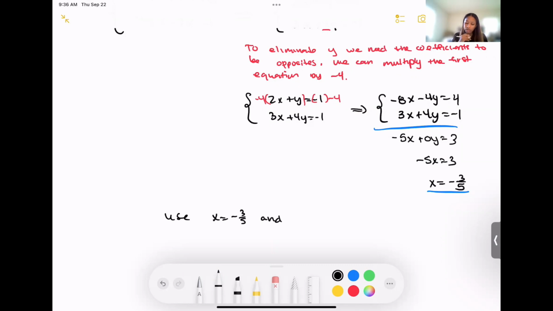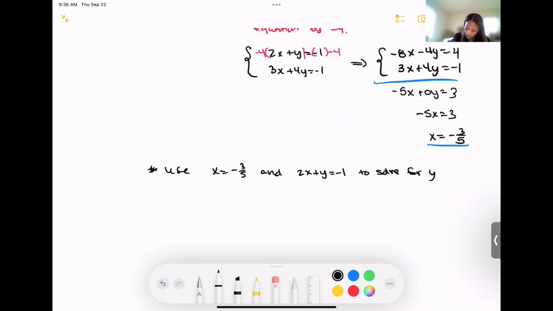And you can use either of the equations. Is either one easier or harder? Neither one is easier to use. So you can use either one of the equations, and then you want to solve for y. So we'll use the equation 2x plus y equals -1 to solve for y.